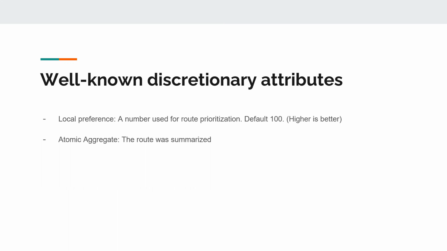And then we'll talk about the well-known discretionary attributes. There are two elements. The first one is the local preference. It is a number used for route prioritization, and usually we set the default as 100. For this number, the higher the better. And the second one is atomic aggregate. This is used when the route was summarized.